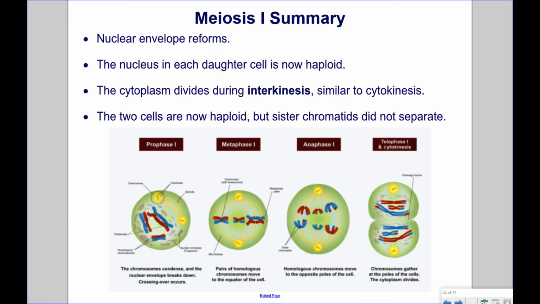Meiosis I Summary. The nuclear envelope reforms. The nucleus in each daughter cell is now haploid. The cytoplasm divides during interkinesis, similar to cytokinesis. The 2 cells are now haploid, but sister chromatids did not separate.